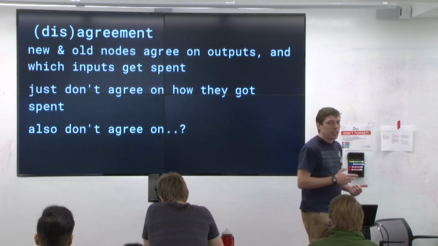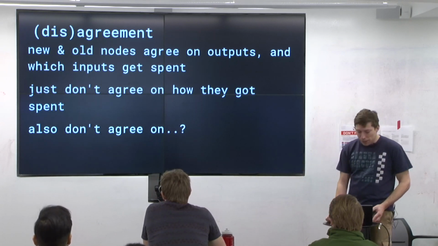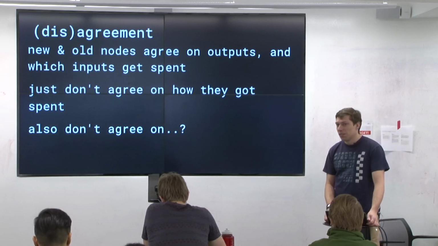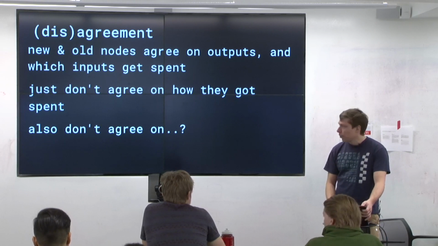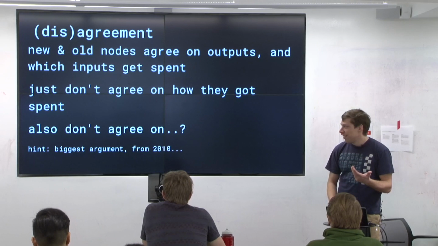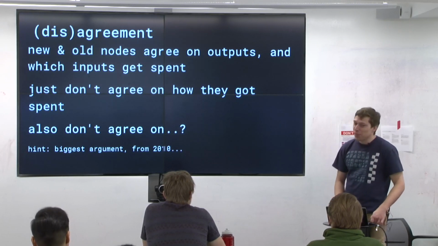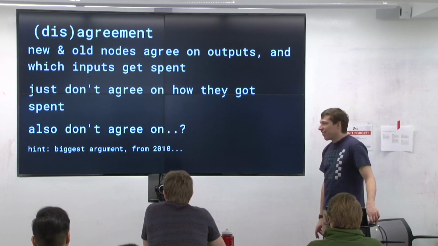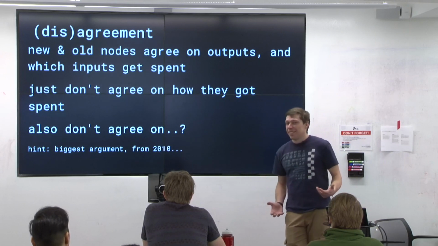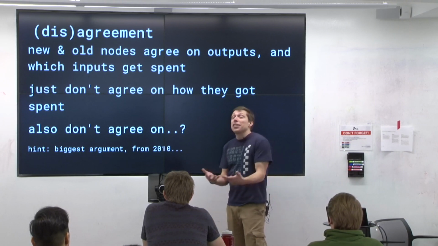Any ideas? So you understand how they see different transactions. What are some other aspects that may be interesting for this consensus system that we have different views on? I forget what I put. I put two things right now. Any hint? Biggest argument since 2010 in Bitcoin. What do these two different classes of nodes not agree on? Yeah. Block size? Well, the transaction size.